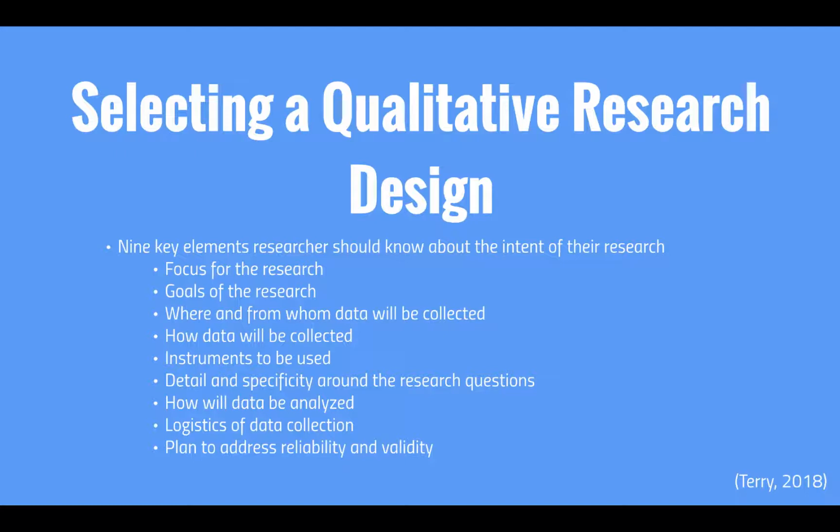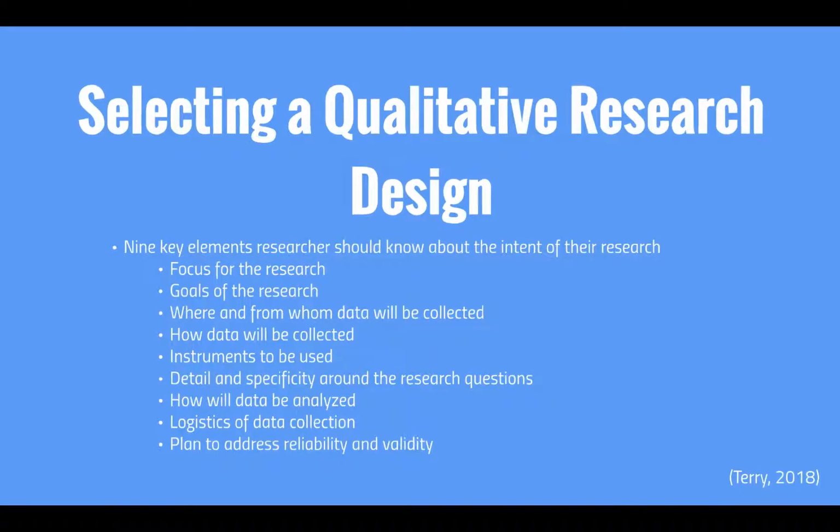5. Decide if there will be an instrument used in addition to the researcher as an instrument. 6. Decide on the detail and specificity of the research questions as well as how the information will be recorded. 7. How the data will be analyzed. 8. Decide on the logistics of the data collection. And finally, 9. Create a plan to address issues of reliability and validity.